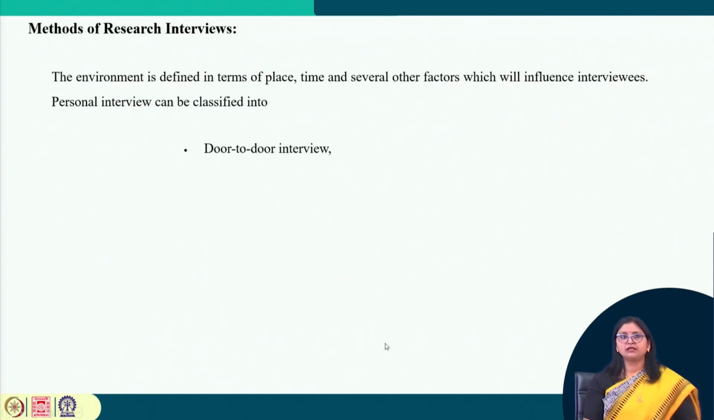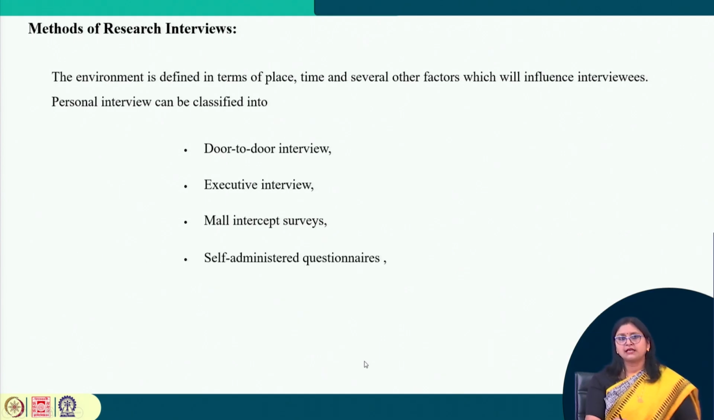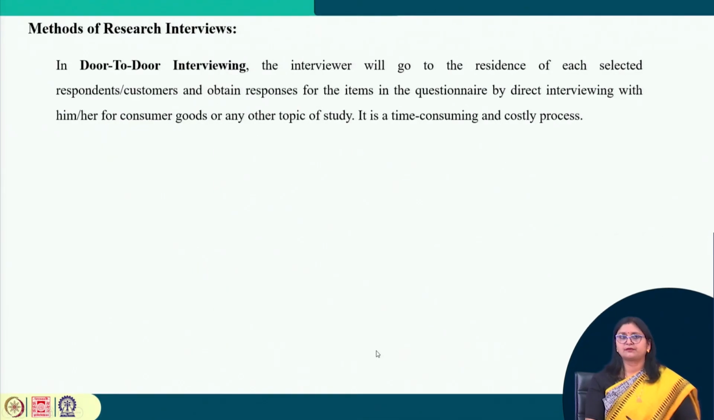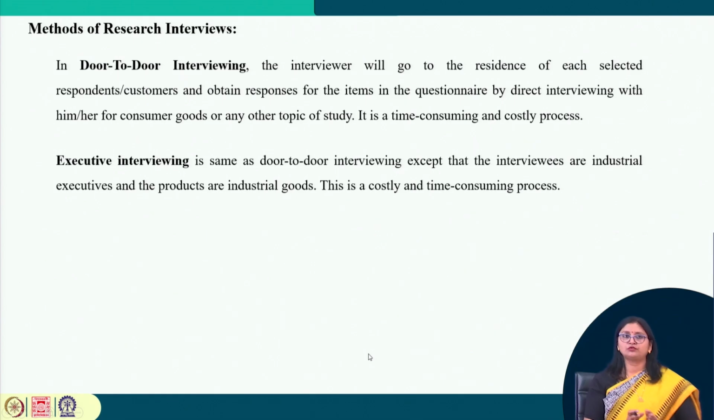Personal interviews can be classified into the following: door to door interview, executive interview, mall intercept surveys, self administered questionnaires, purchase intercept techniques, etc. In a door to door interview, the interviewer goes to the residence of each selected respondent or customer and obtains responses to the items in the schedule by direct interviewing, for consumer goods or any other topic of the study. It is a time consuming and costly process to go door to door.